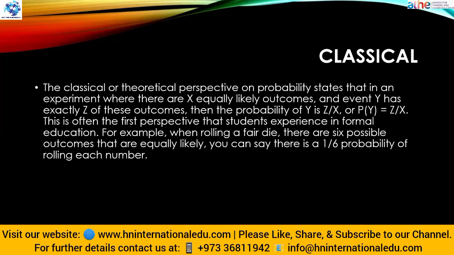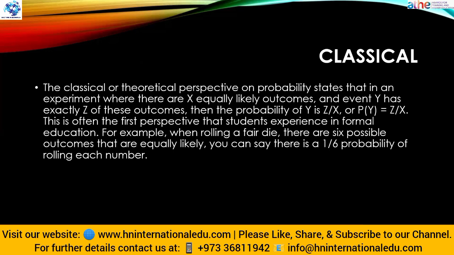Anyone can occur anytime, so you don't know which one is going to occur. You can say there is one here. We will say that z is 1 and x is 6. x is basically the total number of likely outcomes, and 1 is the actual outcome that is going to occur. So the probability of rolling each number is 1 by 6.